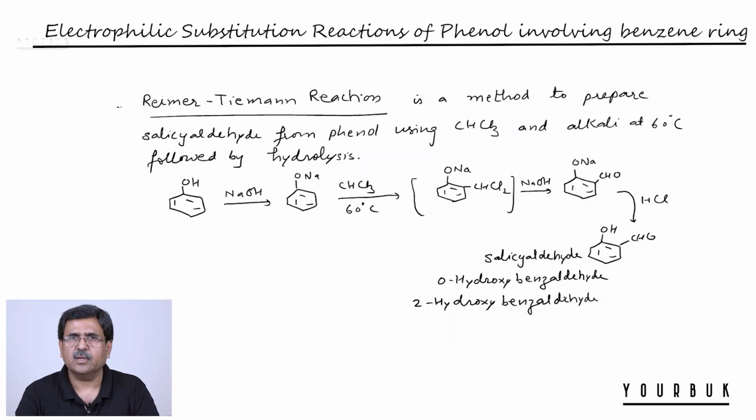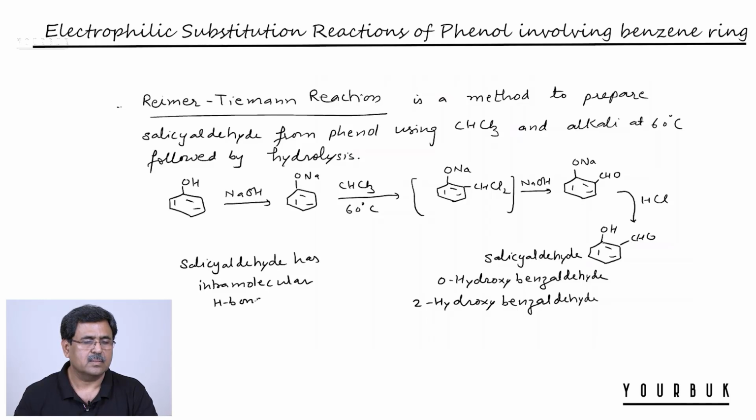Now, this reaction is called an electrophilic substitution reaction, and the ortho product is the major product in this case because the ortho product has intramolecular hydrogen bonding. So, this salicylaldehyde has intramolecular hydrogen bonding, and as a result, salicylaldehyde is steam volatile.